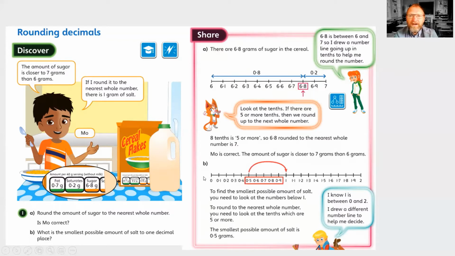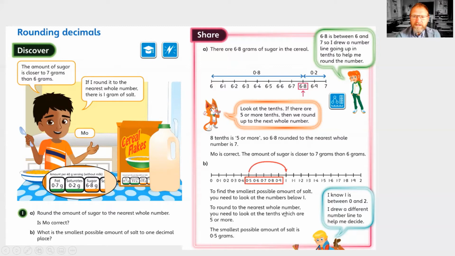Now, question B, I thought was quite difficult. Okay, so the question was, what is the smallest possible amount of salt to 1 decimal place? And Mo said, if I round it to the nearest whole number, there is 1 gram of salt. So here we have the 1, on the number line. To find the smallest possible amount of salt, you'll need to look at the numbers below 1. Because remember, some of these numbers higher also round to 1. But we are looking at the lowest number.